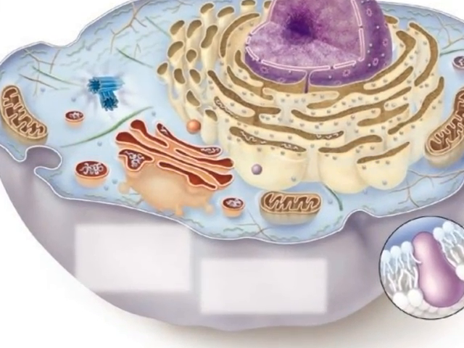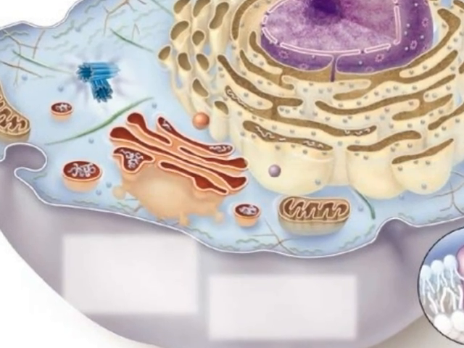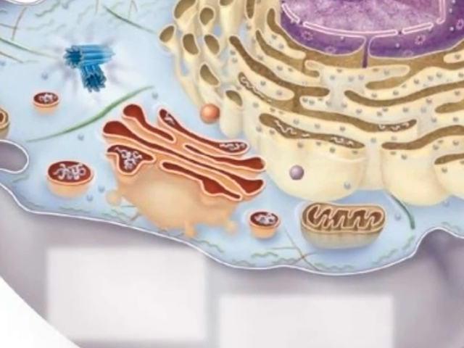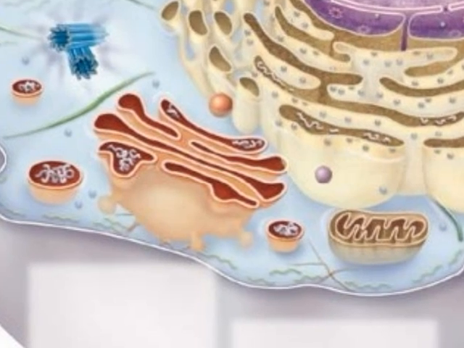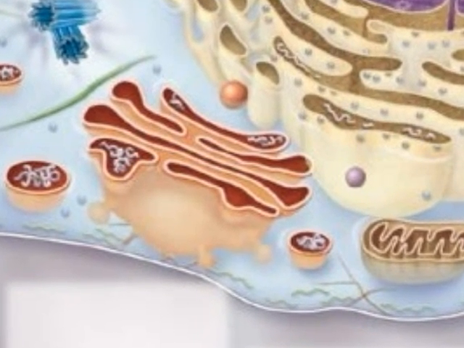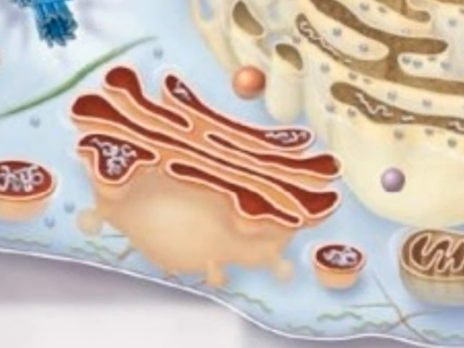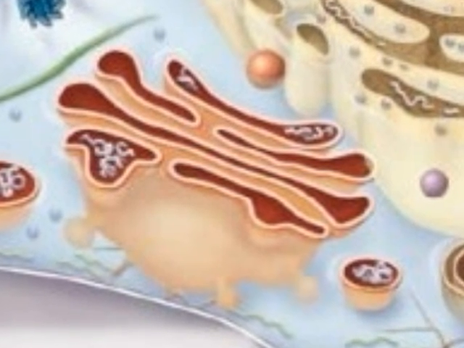Ahead we'll be looking at the Golgi apparatus. These are found in both plant and animal cells. The Golgi apparatus is often thought of as the distribution and shipping department for the cell's chemical products. It modifies proteins and lipids to ready them for export outside of the cell.